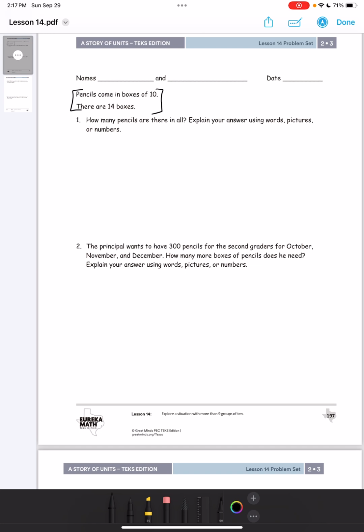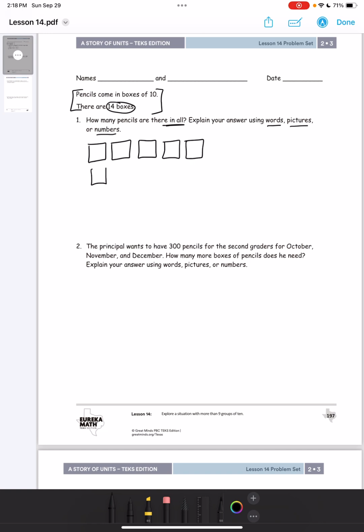Number one says just how many pencils are there in all? And then it asks us to explain our answer using words, pictures, or numbers. That just means I want to see how you solve the problem. So we need to show our work. So if I start, I'm going to just start by drawing 14 boxes of pencils. I'm going to put them in my groups of 5 to make it easy to count.